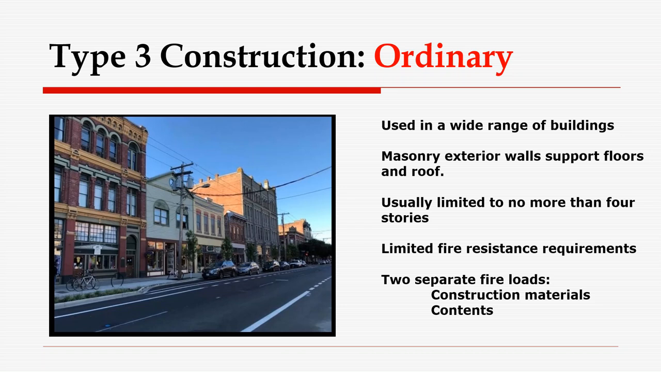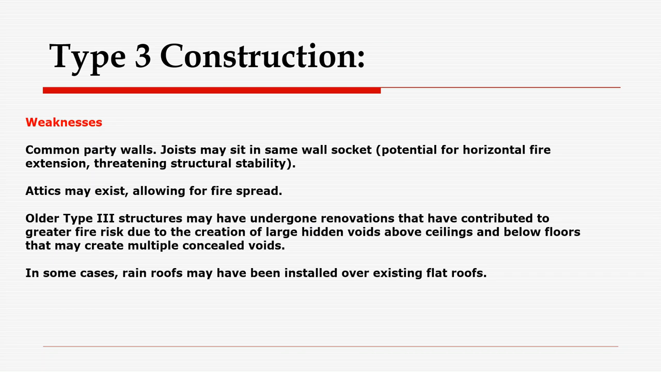Limited fire resistance requirements. This has 2 separate fire loads, which is the construction material and your contents. Some weaknesses in type 3 construction are common party walls. A party wall is a wall that's shared between occupants, with one occupant on one side and a different occupant on the other side, and y'all are sharing the same wall. Joists may sit in the same wall socket, which allows for horizontal fire extension, threatening structural stability.